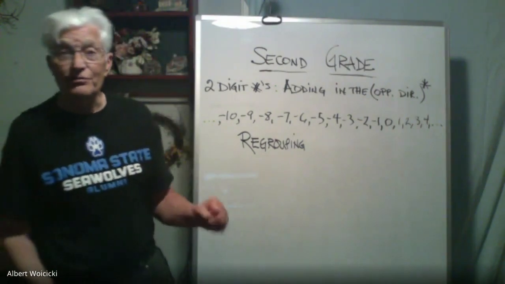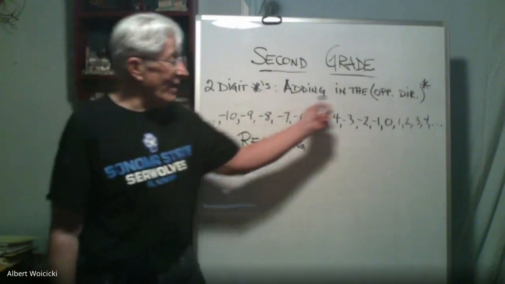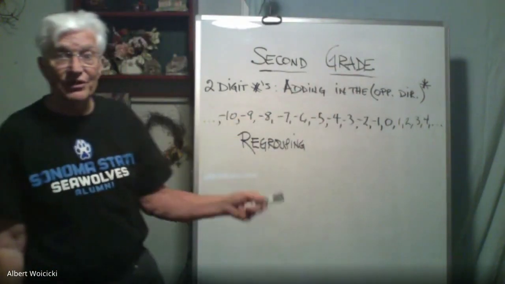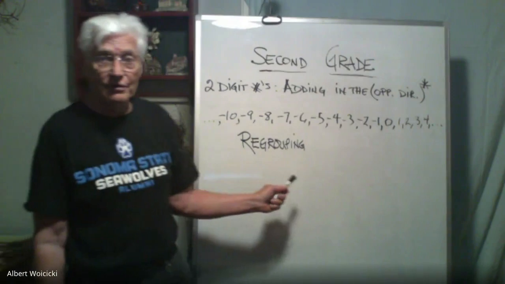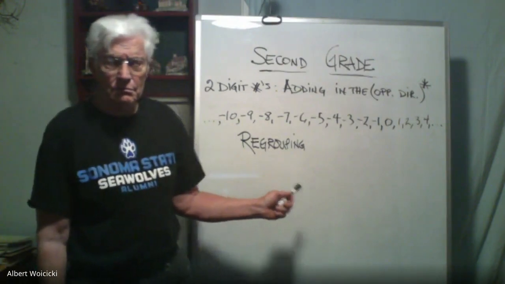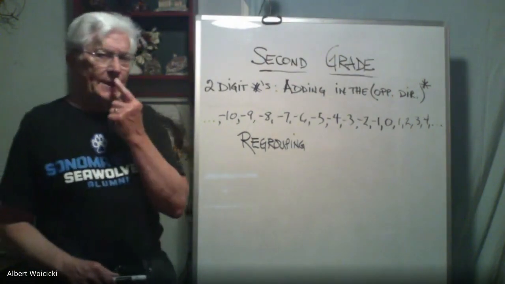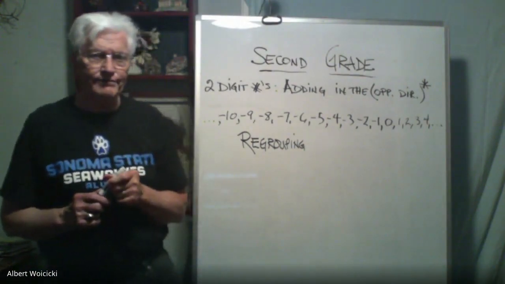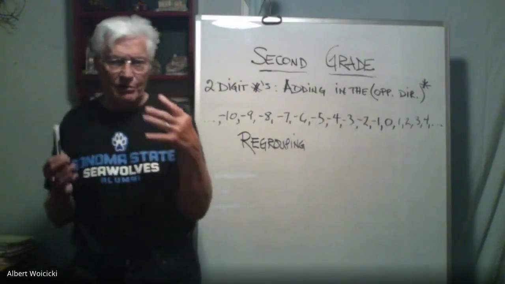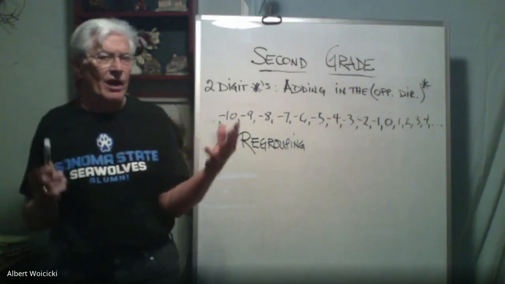And this morning, we're going to be adding in the opposite direction, but we're going to be doing what's called regrouping. Okay, so let's think about regrouping. This time we're going to be talking about two-digit numbers, just like we did a little while ago.